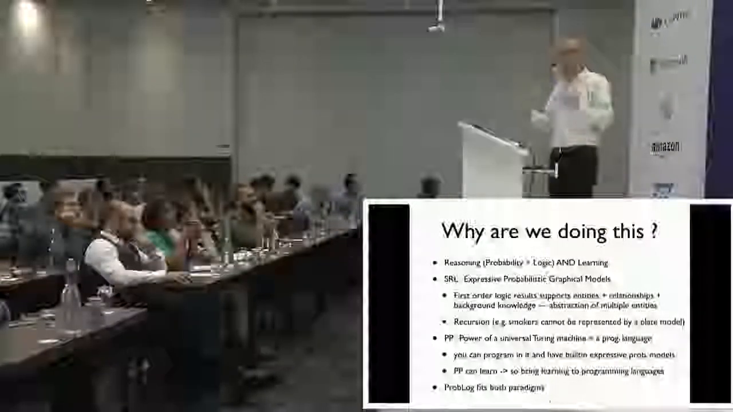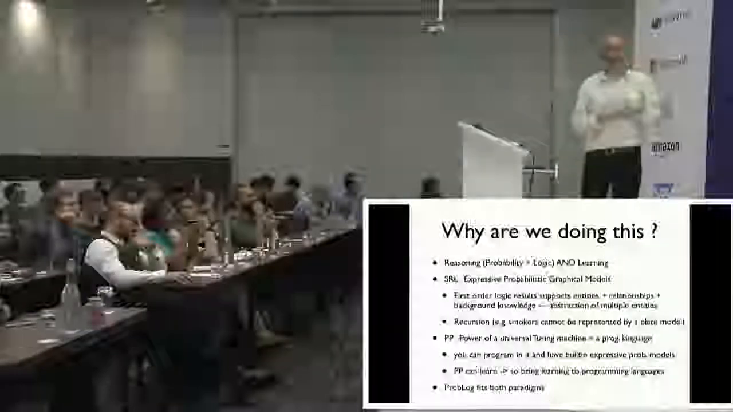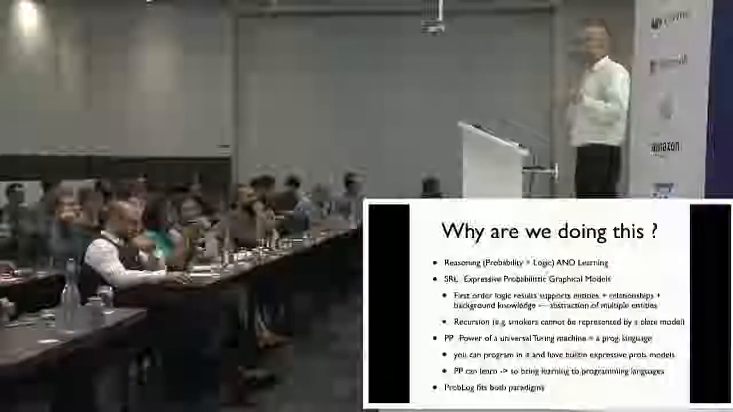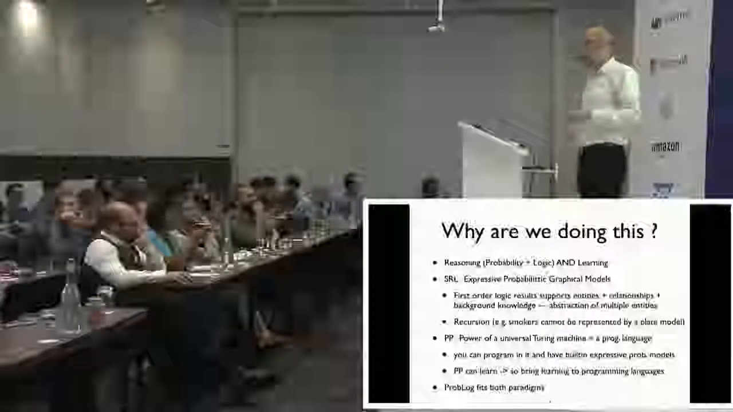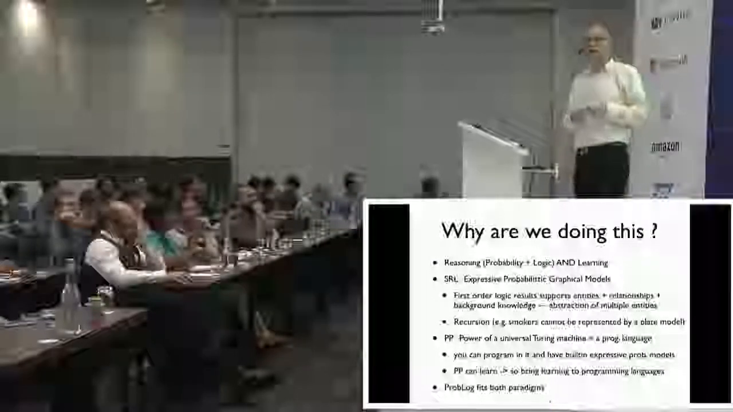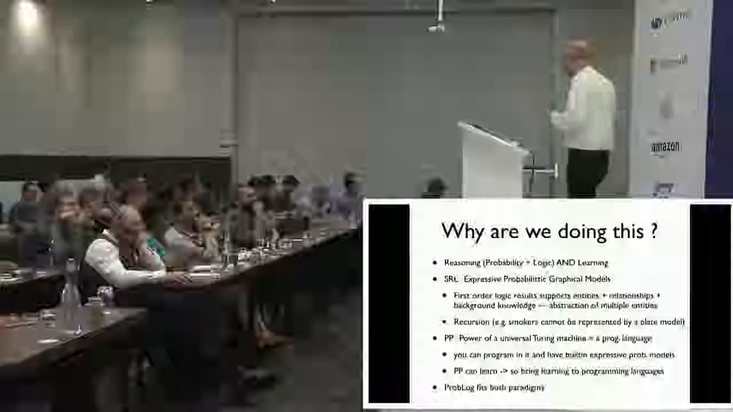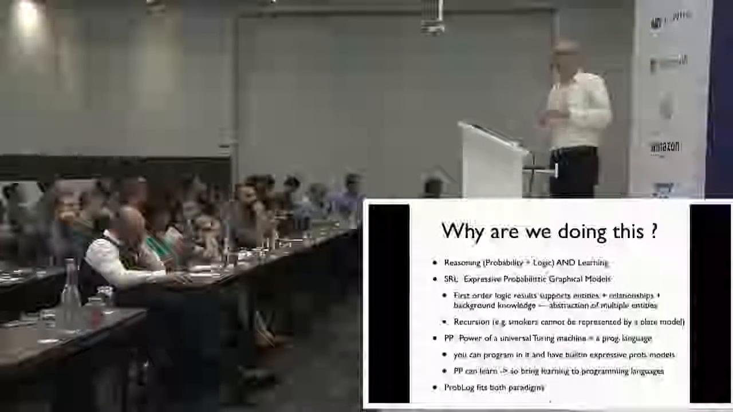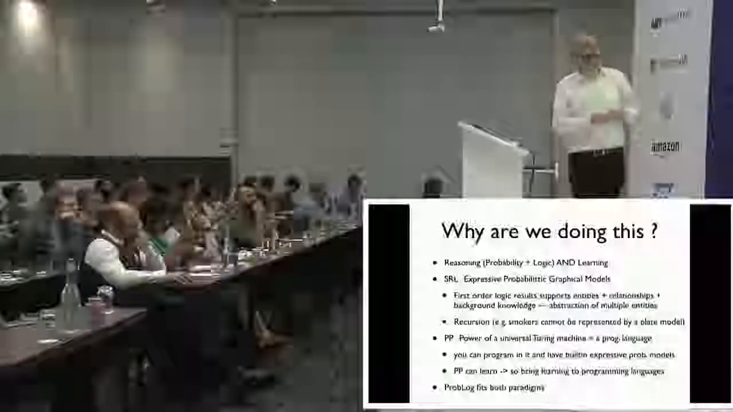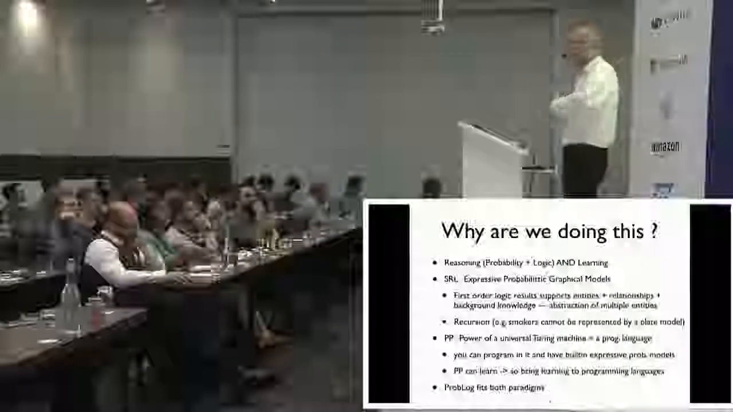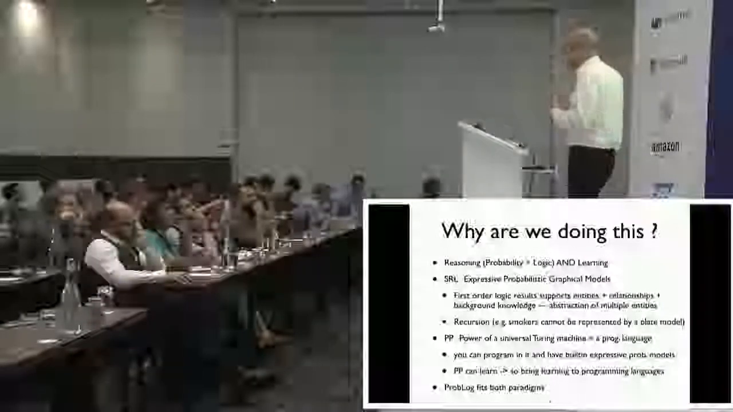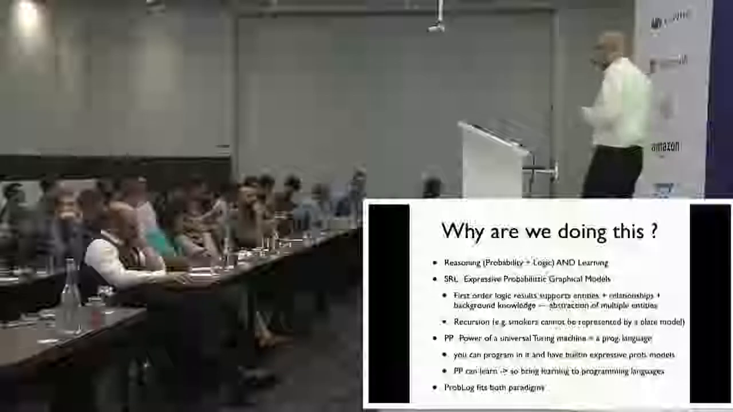Now, what the SRL community and models have in common is basically that they are based on first-order logic, and first-order logic really allows you to reason about different entities, about the relationships amongst them, and they also take into account background knowledge. They also allow you to make abstraction of the number of individuals that you have, and they allow you to reason at and model at a fairly general level.